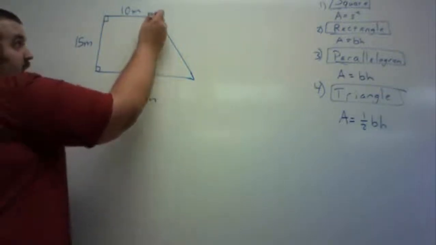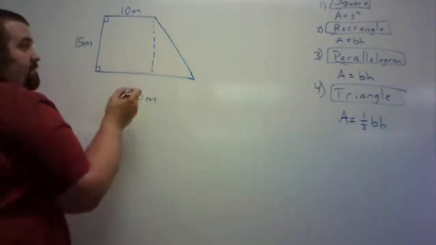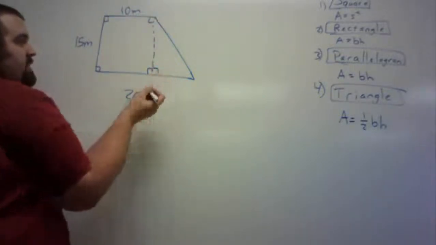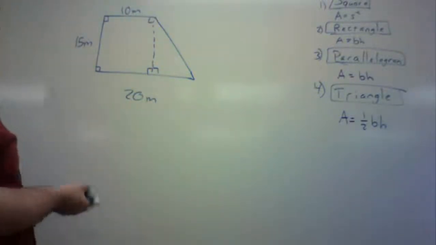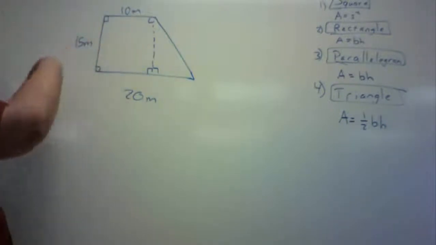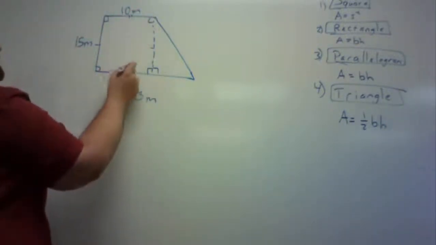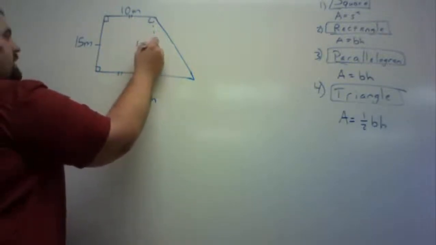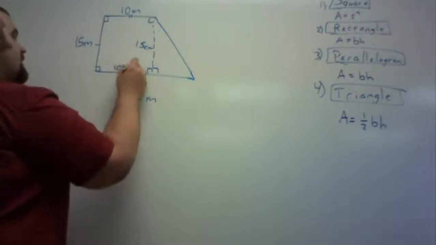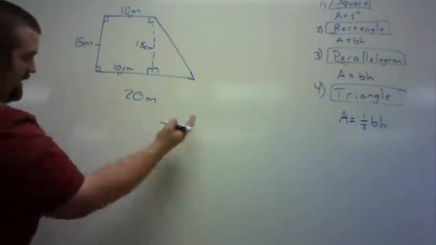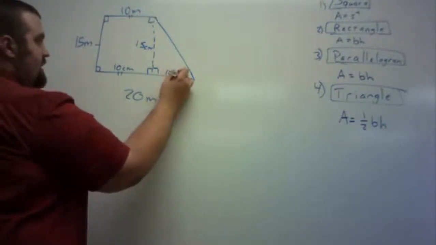Let's put a dotted line right there. That's perpendicular to the bottom and perpendicular to the top, which means it forms a right angle. Whoa, this is a rectangle. That means this side and this side are congruent, and this side and this side are congruent. So this side right here is 15 centimeters. And this part is 10 centimeters. Hold on, if this part's 10 centimeters and the full length is 20, that means this over here is 10 centimeters.